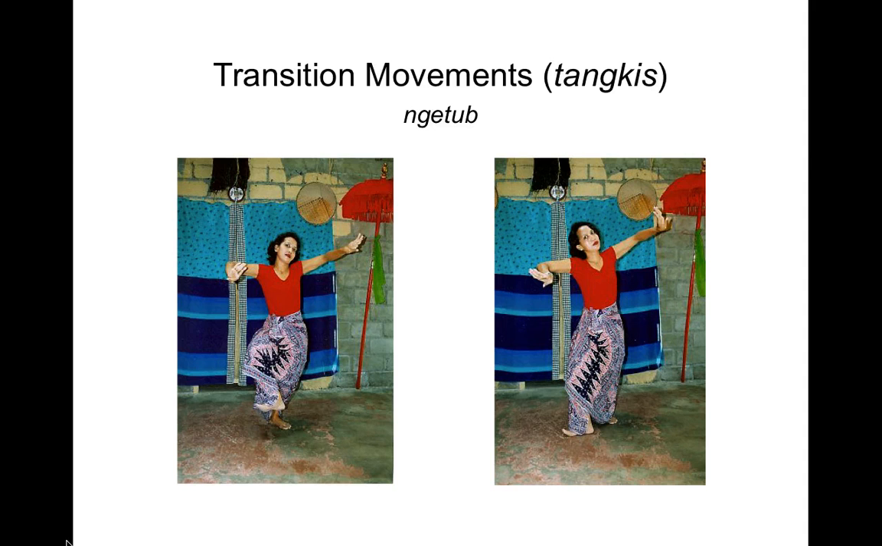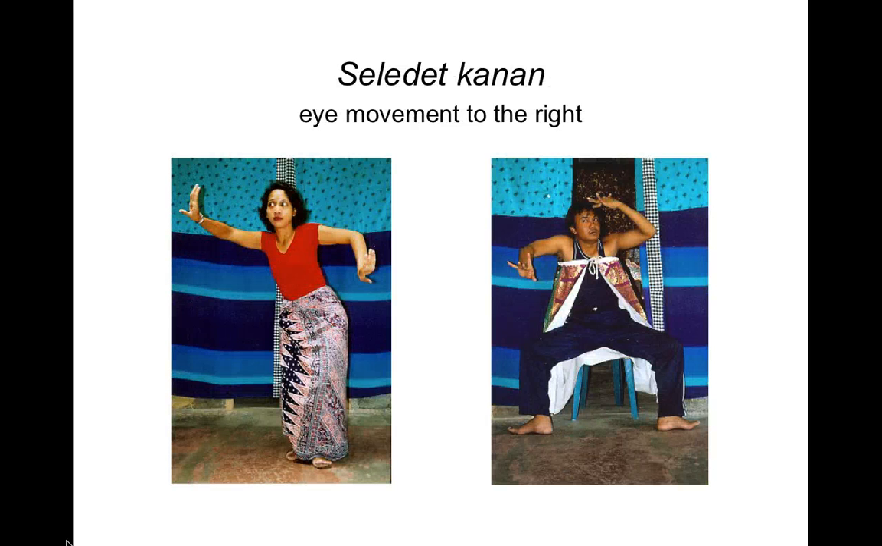So we've talked about transition movements and locomotive movements, and we'll talk a little bit more about them in a wee while. Bali is actually the only place in Indonesia where eye movements are integral to dance performance, and this is what makes Balinese dance performance unique in terms of all the dance styles performed in Indonesia. So in Bali, eye movements are called seledet, and you can do a seledet to the right, or you can do a seledet to the left.